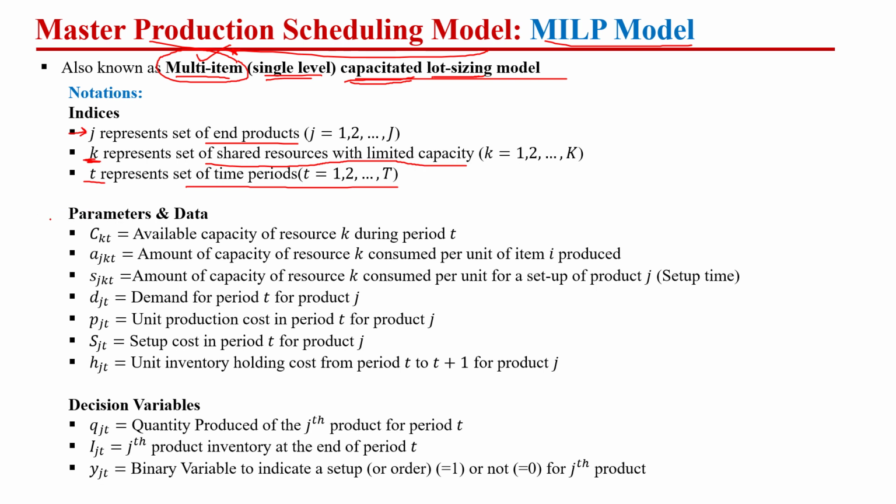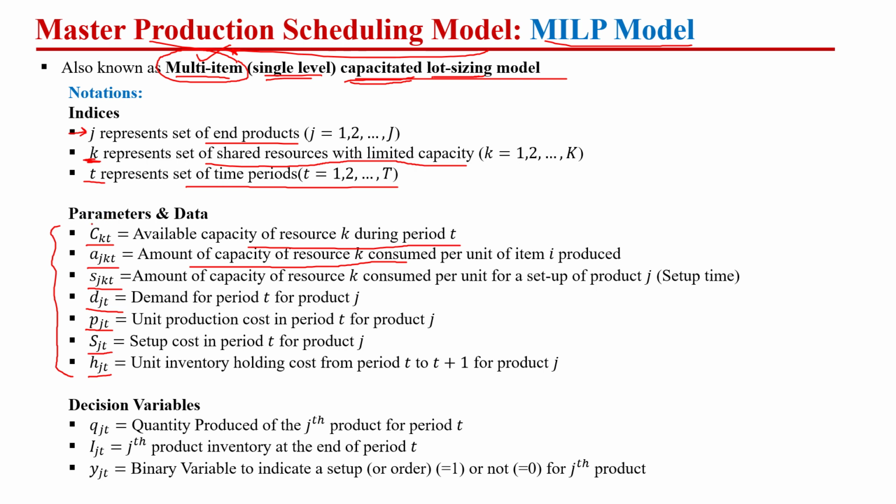Then we have certain parameters and data. Capital CKT is representing the available capacity of resource K during that time period. AJKT is representing the amount of capacity of resource K consumed per unit of product J while producing. Similarly, SJKT is representing the setup time while producing product J. DJT is the demand of product J during time period T. PJT is the unit production cost. This is the setup cost. This is the holding cost.